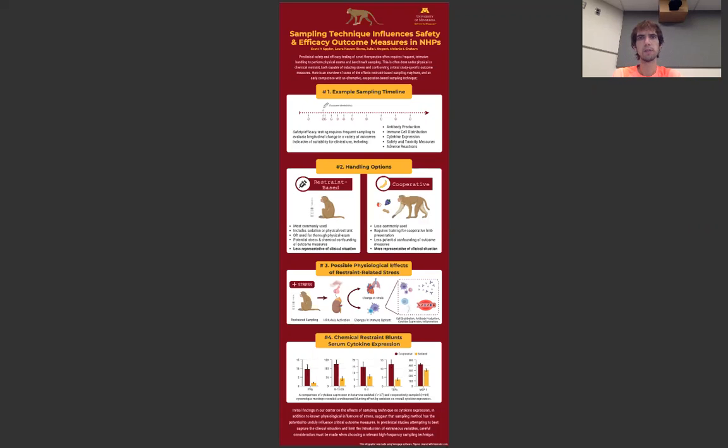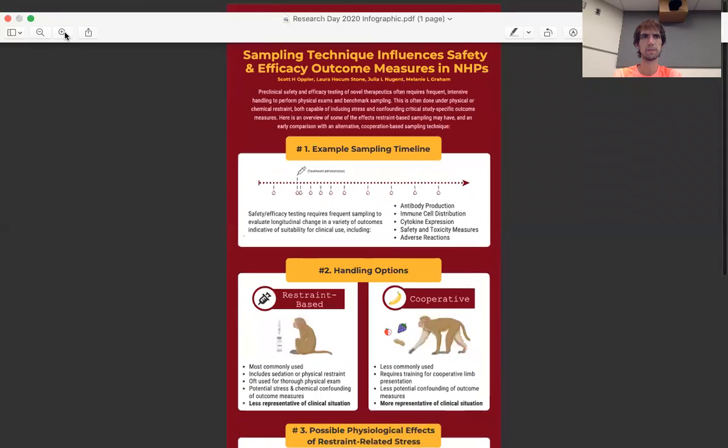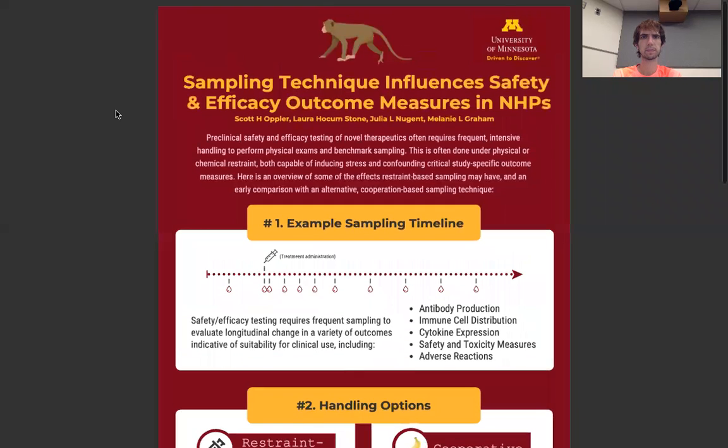Today, I'm going to give a brief overview of how sampling technique, a seemingly inconsequential study variable, may have major downstream effects on experimental outcomes in studies using non-human primates. As a quick background, primates are often used as models to evaluate the safety and efficacy of novel therapeutics and their suitability for the clinical setting. This includes the evaluation of new drugs, new transplant protocols, and new vaccines.